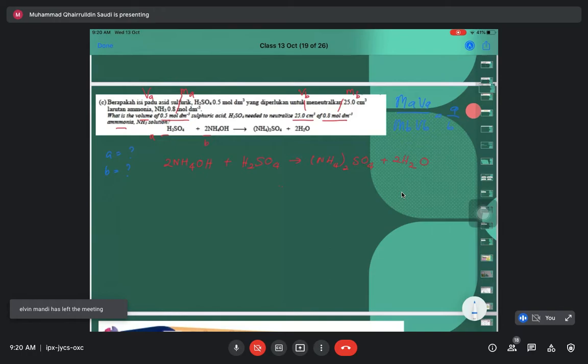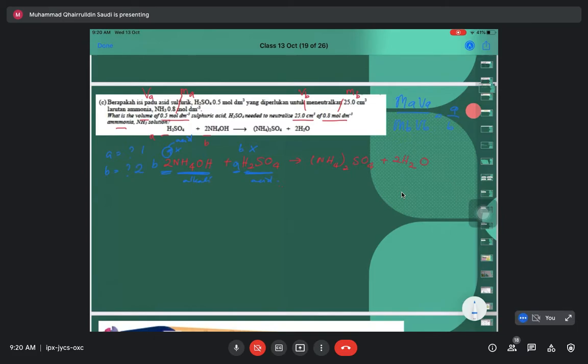Okay, kalau ada yang tak agree, dia cakap, okay teacher, this is A, this is B. Okay, it is wrong. Why? Because A is the mole for acid. Is this acid? No, this is alkali. This is acid. So that is why this is A and this is B. Not the other way around. So A is 1, B is 2.